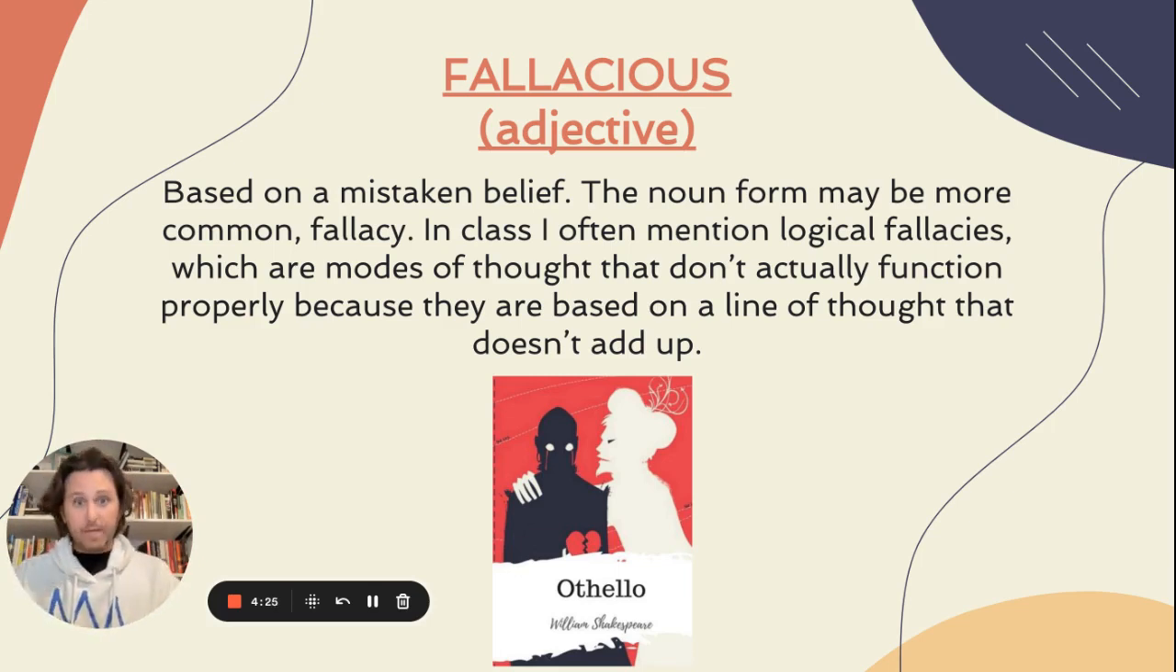Now, the noun form is indeed a fallacy. If something's a fallacy, you believe it, even though the basis of your belief doesn't really make sense. You've come to a certain conclusion because of what someone told you, but the thing they told you is a lie. In my composition class, I often mention logical fallacies. These are modes of thought that don't actually function properly because they're based on a line of thought that doesn't add up. We'll go over more of that with my AP Lang students, but for now, fallacious is something based on a mistaken belief. You've come to believe it because someone lied to you, basically.